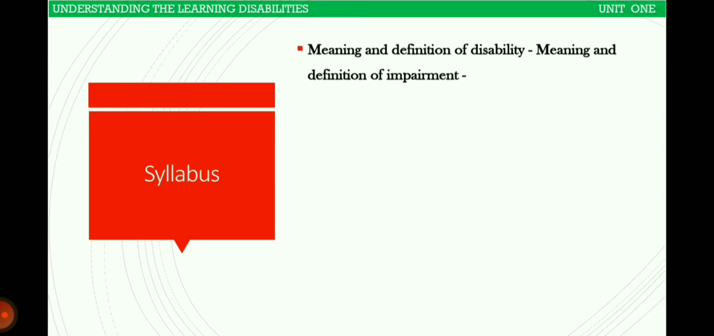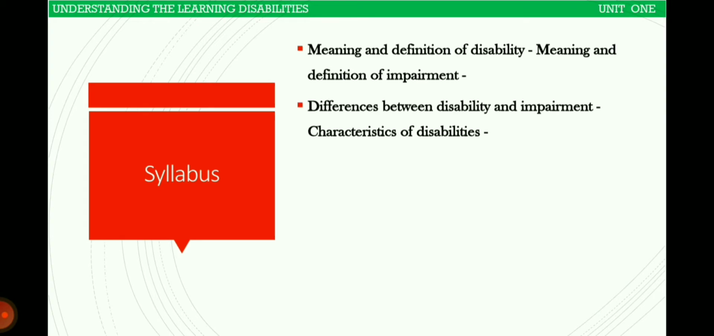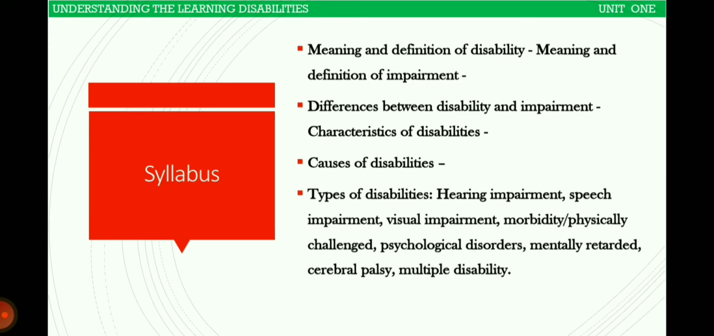Moving to the syllabus, we will be quickly going through the syllabus of this chapter. Meaning and definition of disability, meaning and definition of impairment, differences between disability and impairment, the characteristics of disabilities, the cause of disabilities, types of disabilities like hearing impairment, speech impairment, visual impairment, mobility or physically challenged, psychological disorder, mentally retarded, cerebral palsy, and multiple disability.